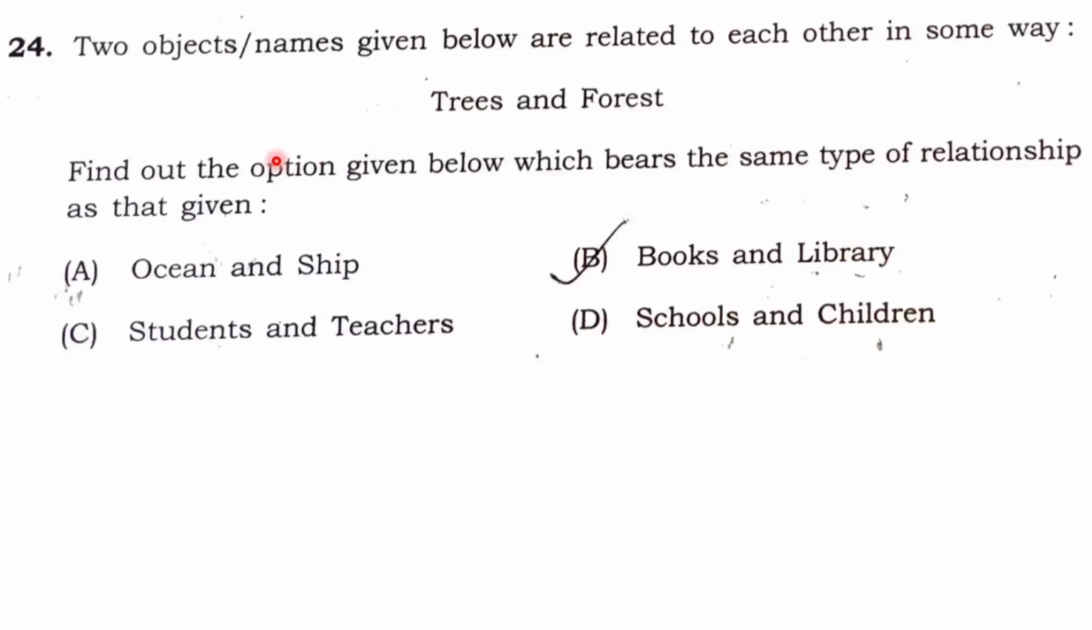Next question, two objects are given, trees and forest. Alongside trees and forest, what will be the correct answer? Here we see ocean and ship, student and teacher, schools and children. The correct answer is book and library. Why? Trees form a forest. Trees are found in a forest. Oceans are not found in ships, it is vice versa. Ships are found in oceans. Schools and children, children are found in schools. Students and teachers can be related, but students do not compose the teachers. Trees compose the forest. Therefore, books are found in a library and the presence of books forms the library. So, books and library is the correct answer.